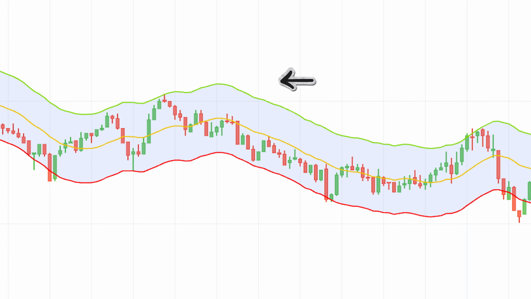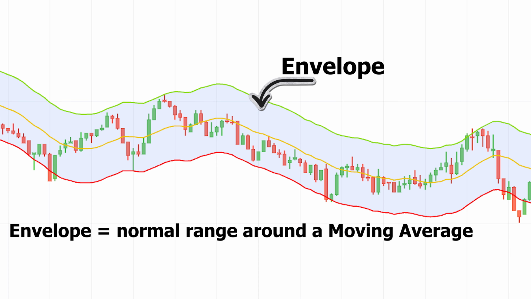Sometimes the choice looks like the market is provoking you on purpose. The price shoots up, so you're afraid to buy. It drops down, you're afraid to sell. The envelope is a simple tool that helps you to see the boundaries of normal movement around the average price.